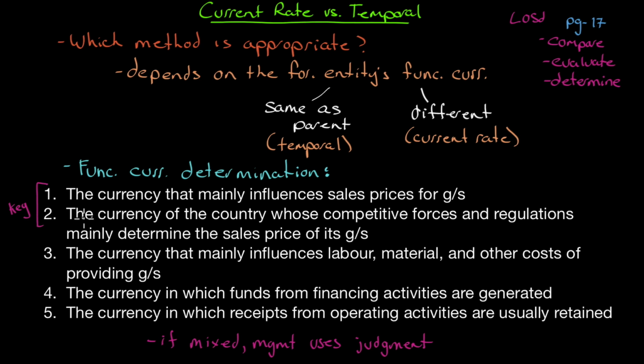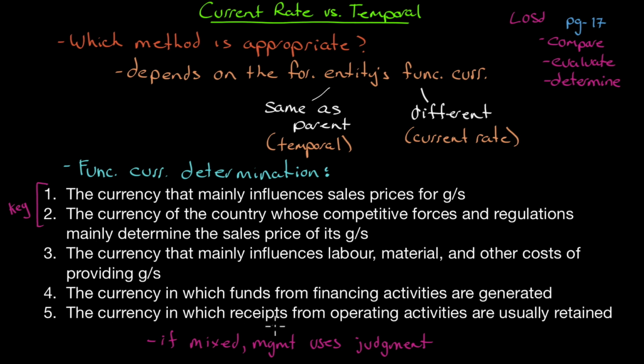If 1 and 2, so for the Toronto Maple Leafs, 1 and 2 said Canadian, 3 says U.S., I'm still leaning Canadian. Number 4, the currency in which funds from financing activities are generated. So if the Toronto Maple Leafs borrow most of their money from Canadian banks to finance whatever they're doing, if they have any kind of banking relationship, as if it's in Canadian dollars, there you go. If it's in US dollars, it's still number 4 on the list. 1 and 2 really dominate.